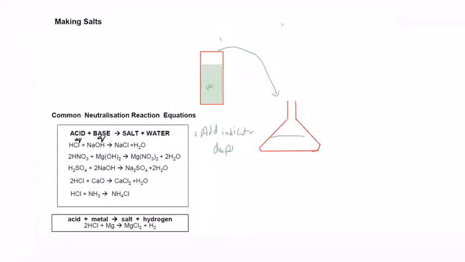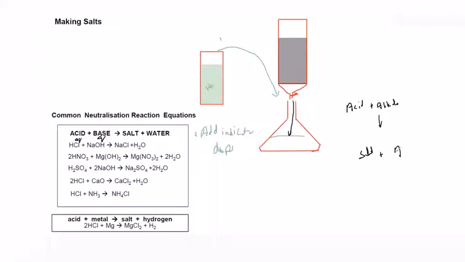Then we fill the burette with an alkali, and we add the alkali to the conical flask which is originally filled with acid. Acid plus alkali gives salt and water. Once all of the acid is used up, no more acid is there, so we are left with the alkali, and the indicator will show a color change.